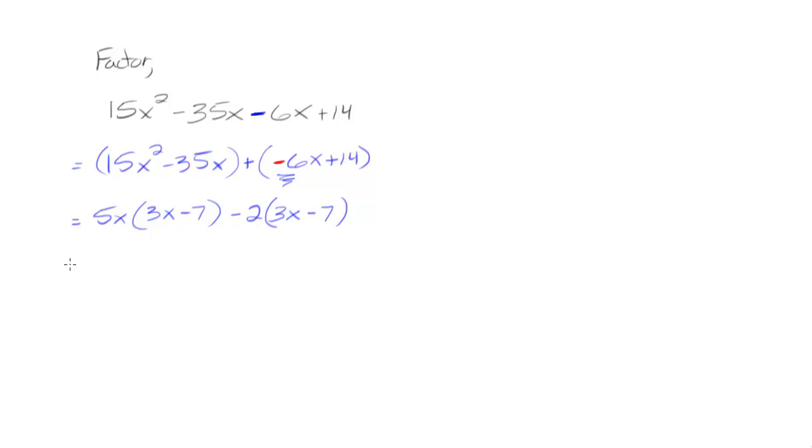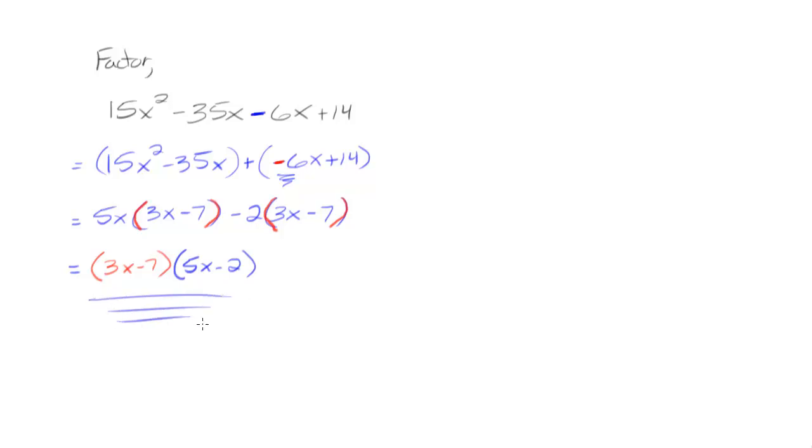All right, the final step in factor by grouping is now to factor out the common binomial that they should have. If everything works out well, you should have this situation right here where this binomial in these two groups is exactly the same, and what we're going to do is factor that out, and it looks like this. So we're going to get 3x minus 7 here. What I'm left with is 5x minus 2.